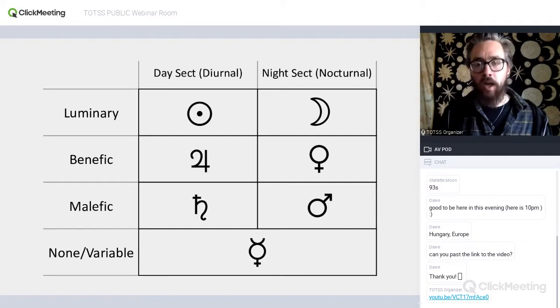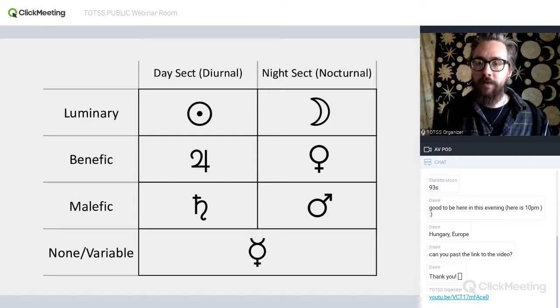Again, all this stuff can be modified. There are lots of other factors that we would need to take into account. But all things being equal, people born during the day will tend to identify more with their sun sign, and it will tend to characterize them more, whereas people born during the night, their moon sign will tend to characterize them more.